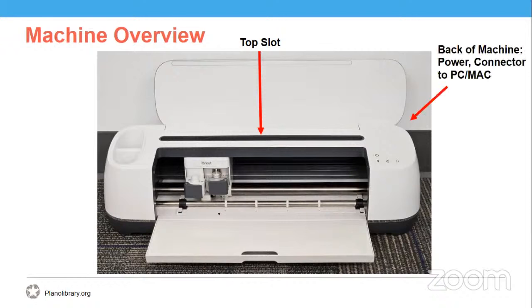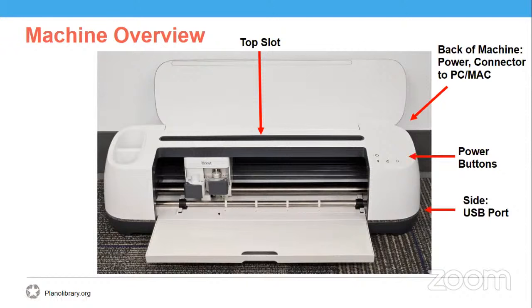Next, we have on the machine your power and connector to PC or Mac at the back side of the machine. So behind the machine here on the right facing forward is where you input the power connector as well as that input to your computer. Again, if you're not going to connect via Bluetooth. We also have at the top here power buttons, and I'll show that in closer proximity on the next slide.